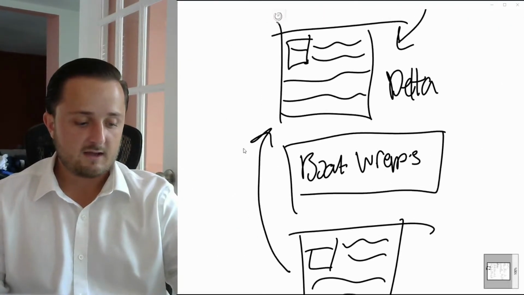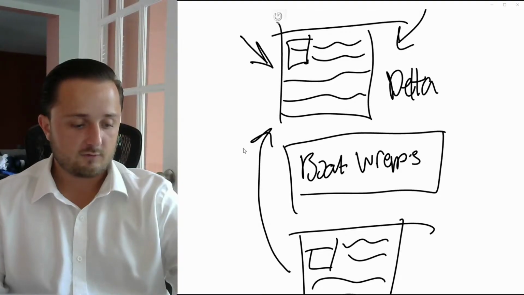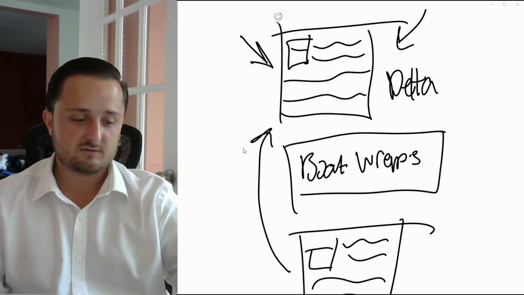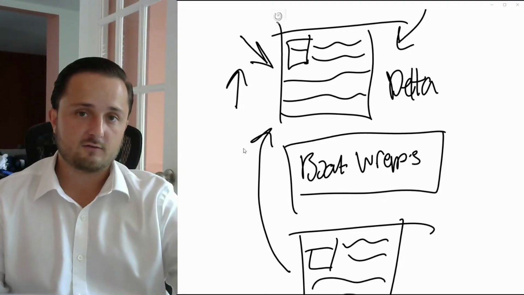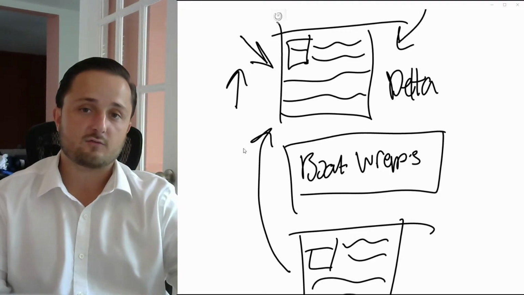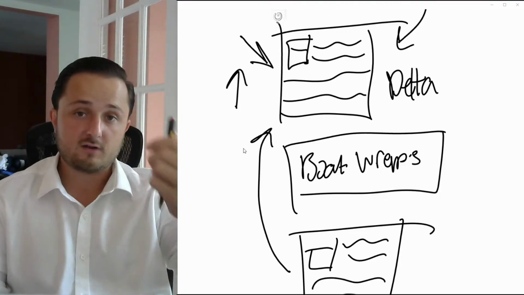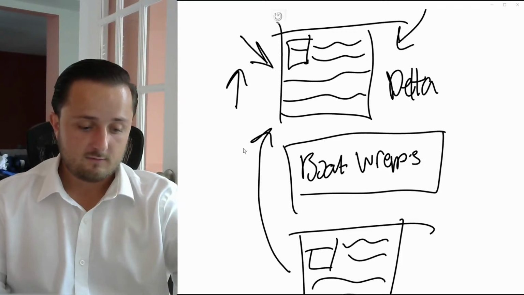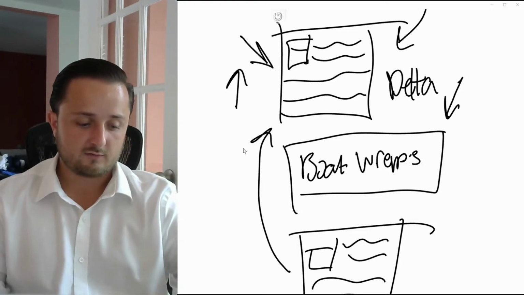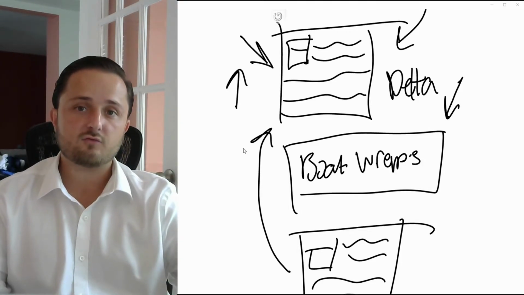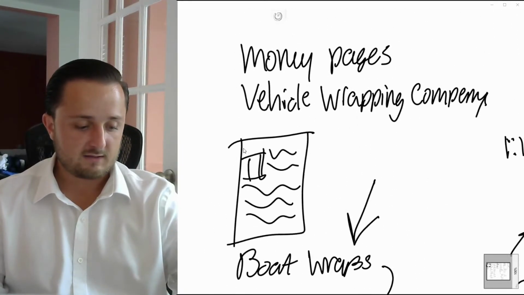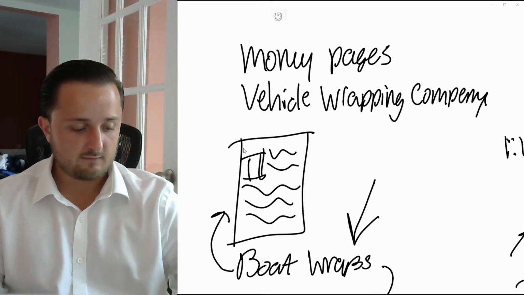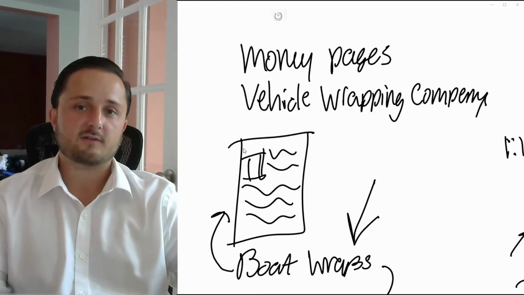Then we need to apply, if it's backlinks or if it's more on-page optimization, to get our page ranking higher than theirs so that we can start getting the clicks and the traffic so we can start converting people for this new keyword we want to target or this keyword we've already been trying to target, boat wraps. The whole point of a money page is to target a very specific keyword, a very specific service.